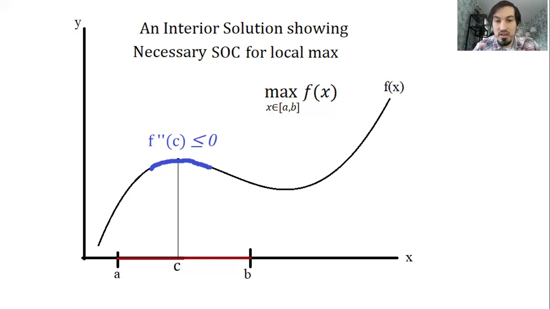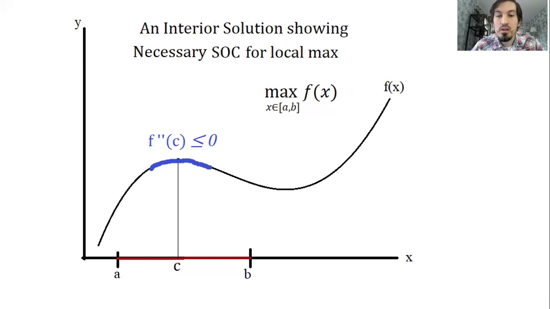Because the necessary condition is satisfied, f double prime is less than or equal to 0, because 0 is less than or equal to 0. But the sufficient condition is not. The sufficient second order condition is that f double prime is less than 0. 0 is not less than 0. So you really wouldn't be able to prove that f is maximized at x equals 0 using the sufficient second order conditions.